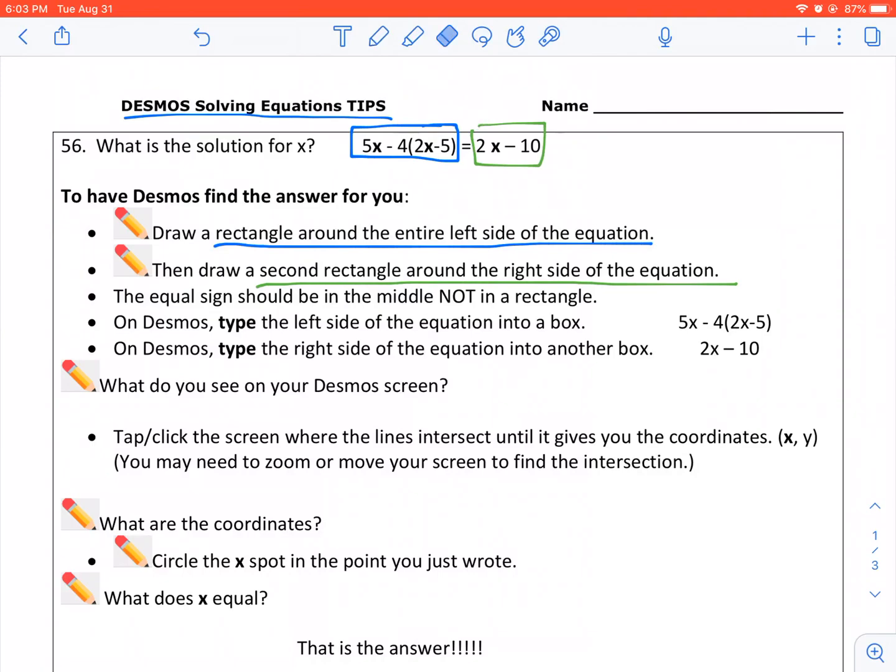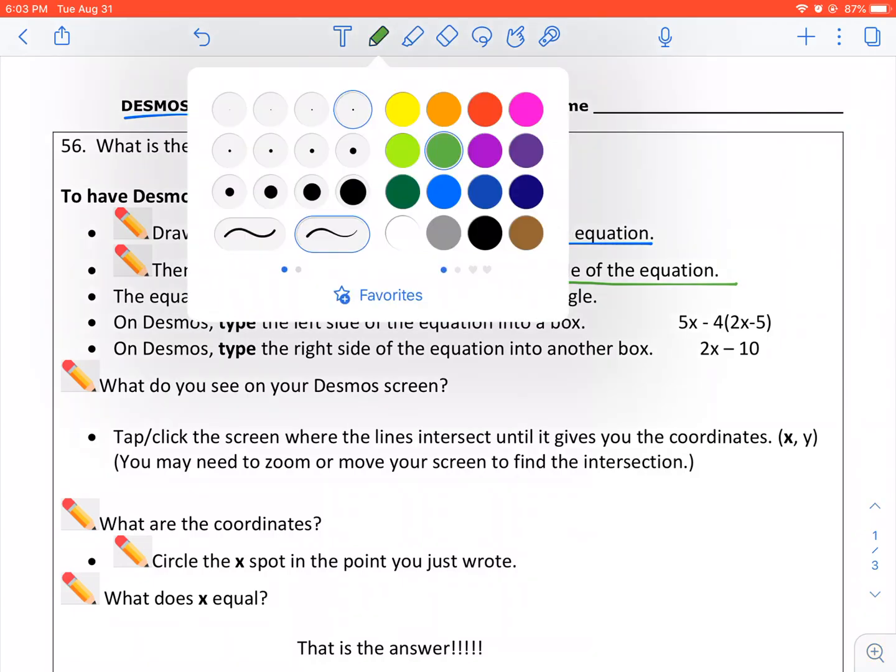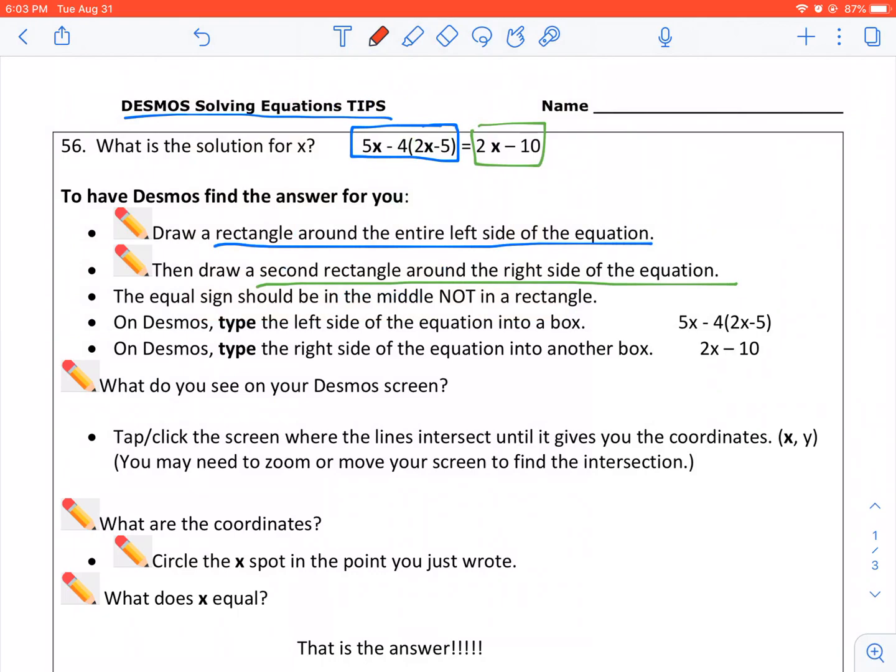It's in the middle. On Desmos, type the left side of the equation into a box, then type the right side of the equation into the box. Now we're going to add one more little step right here, just for consistency as we move forward. If there is just a number in that box, like a 10 or a negative 10, nothing will graph. So I'm going to add the step where we do y equals on both sides, so that will always graph for you.